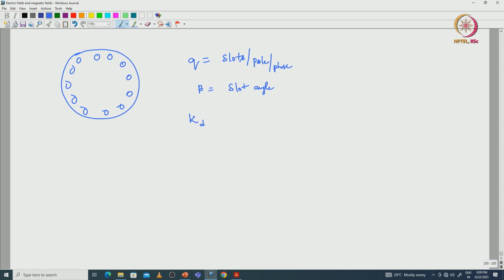The distribution factor Kd for the nth harmonic is equal to sin(n Q beta/2) divided by Q sin(n beta/2). This is the equation for the distribution factor for a distributed winding. This equation we have already derived. Based on this equation, we will derive the skewing factor for the rotor. This is equation number 1 that I am considering with respect to the distribution factor.